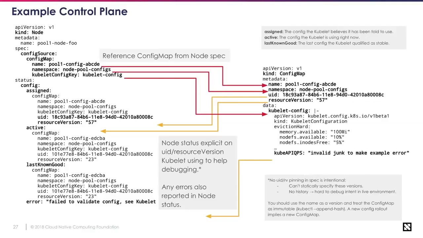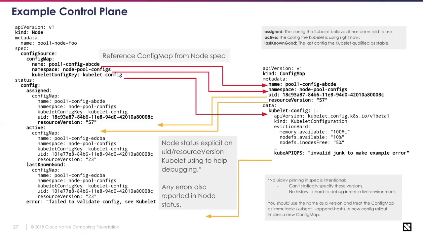A few different notes on this stuff. So the node status is explicit regarding the UID and resource version the kubelet actually downloaded, since technically all this stuff is mutable in your cluster, and you want to be able to tell if maybe somebody changed something when they shouldn't have. And we specifically don't have the ability to pin the symbolic information in the spec to a UID or a resource version for a number of reasons.